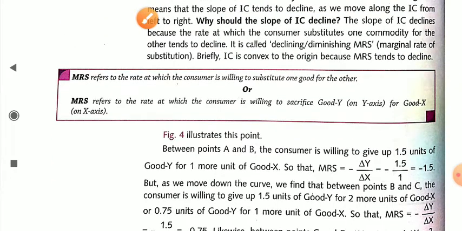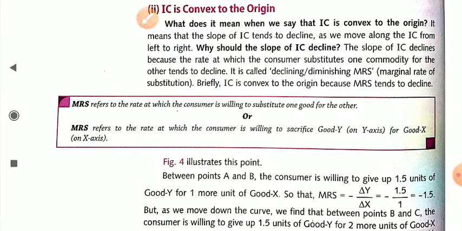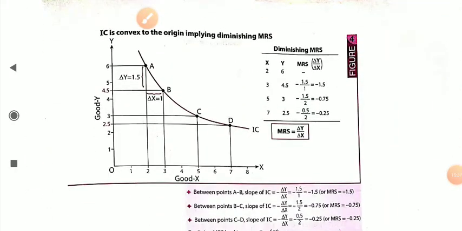Dear student, there is one case. If your MRS is increasing, then your indifference curve is not convex in shape, it is concave in shape. And if your MRS is constant, then your indifference curve is a straight line in shape. Okay, we will discuss it in our next video, in the latter part. First we have to understand that IC is convex to the origin because of MRS, the marginal rate of substitution. As I told you, the marginal rate of substitution is also known as the slope.